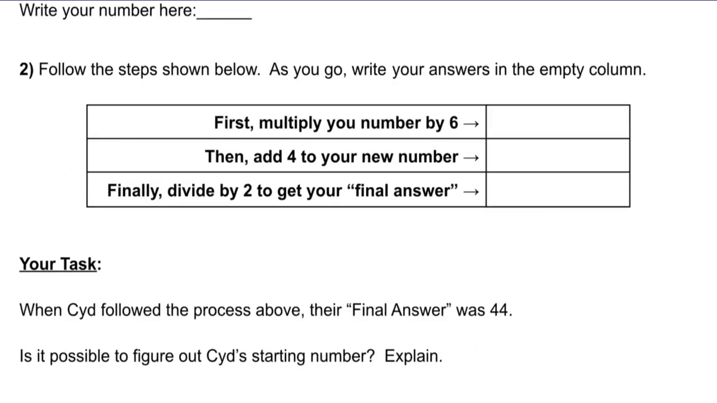So we are going to work backwards to figure out how I got my final answer. So if I ended up with 44, I want to be going backwards up this chart, right? So if I am dividing my final answer to get to 2, then that means to get to the step before, I would need to do the opposite of that and multiply by 2.